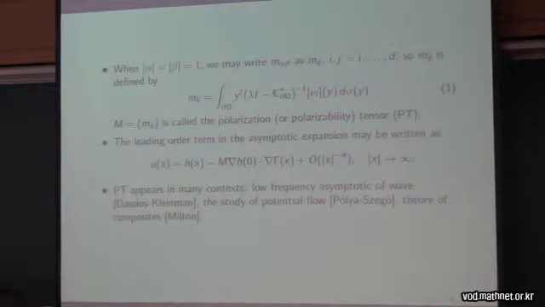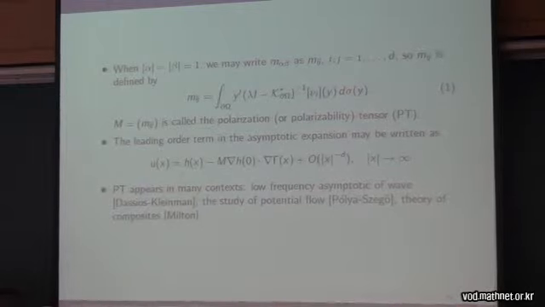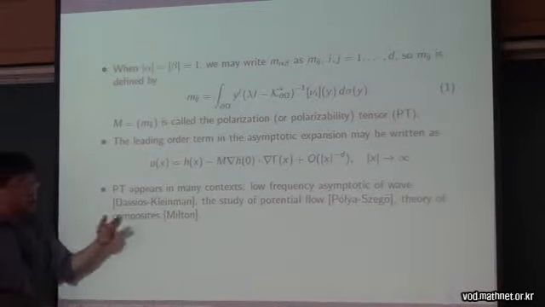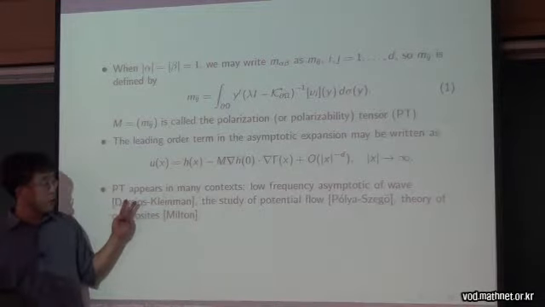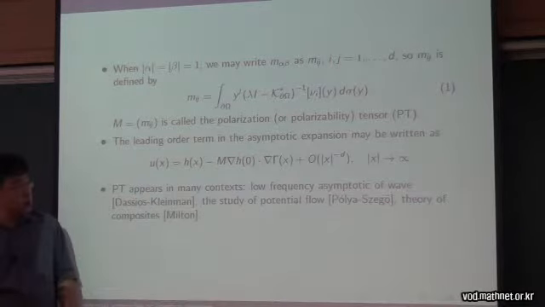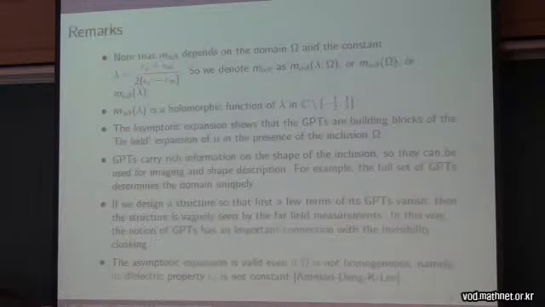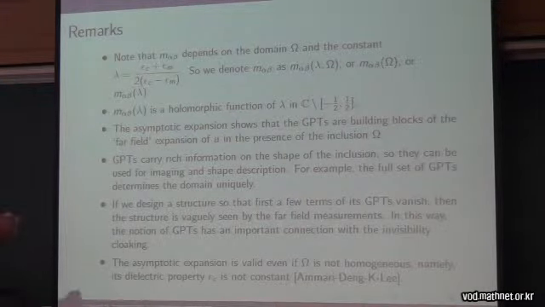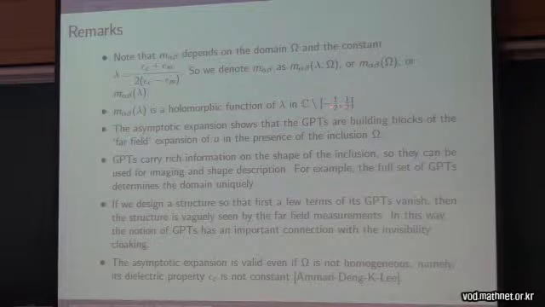The meaning of that is this. So this polarization tensor appears in many contexts: the low frequency asymptotics of waves, the study of potential flow, which is classical, and the theory of composites. So this M alpha beta depends on the domain and this constant. And so we can write this M alpha beta as depending on lambda and the domain. And actually, as a function of lambda, this is a holomorphic function outside this slit.